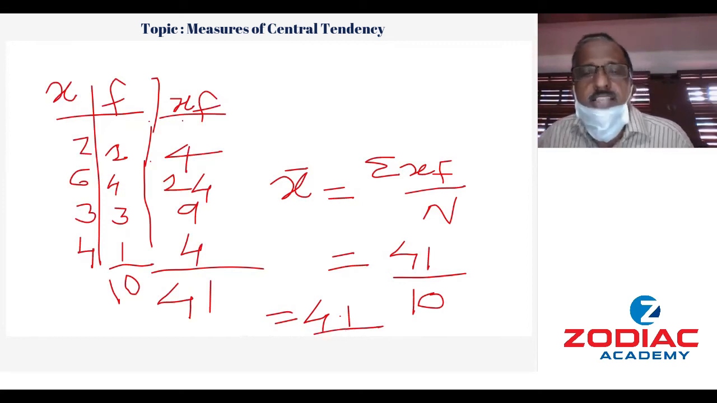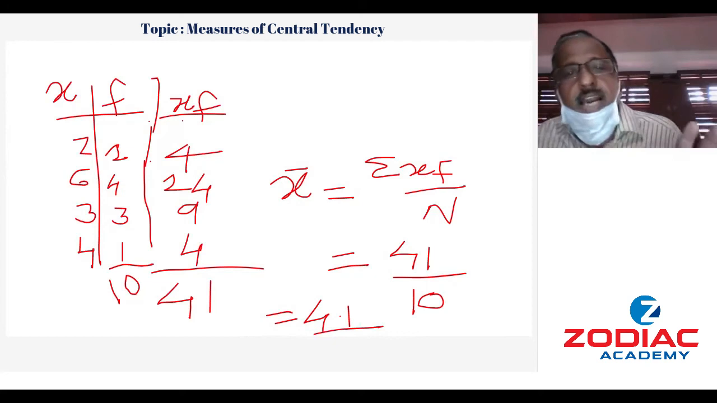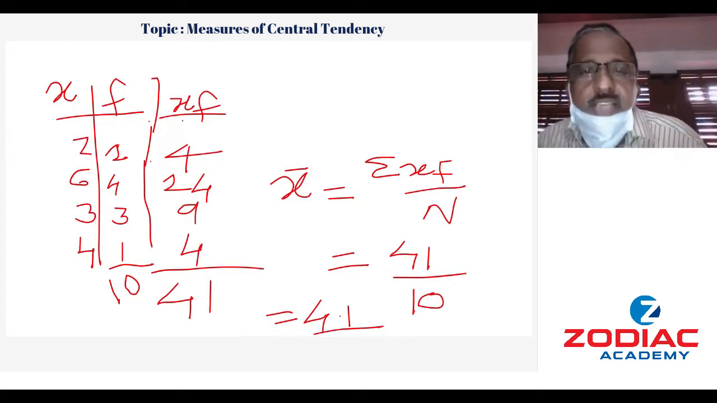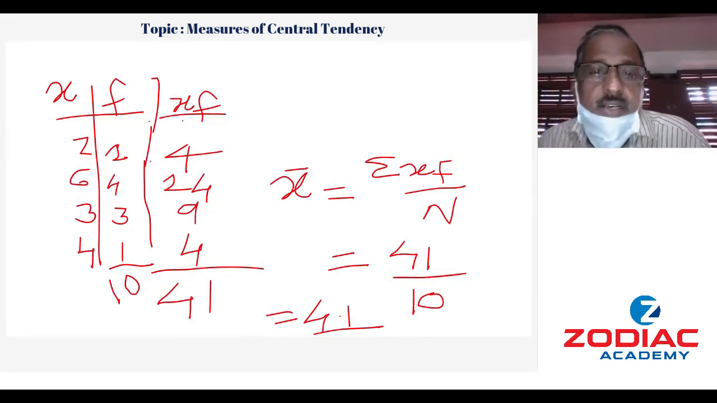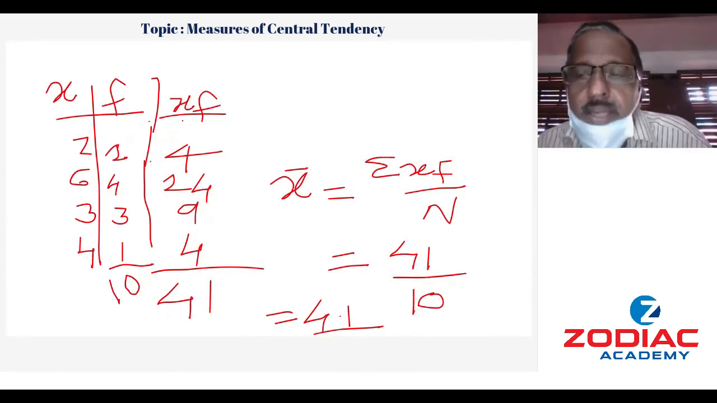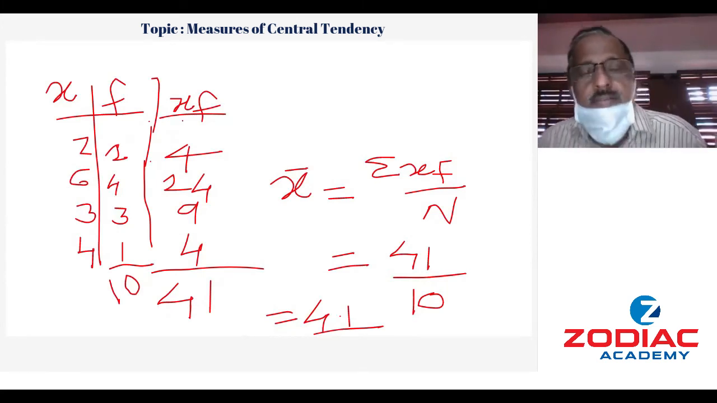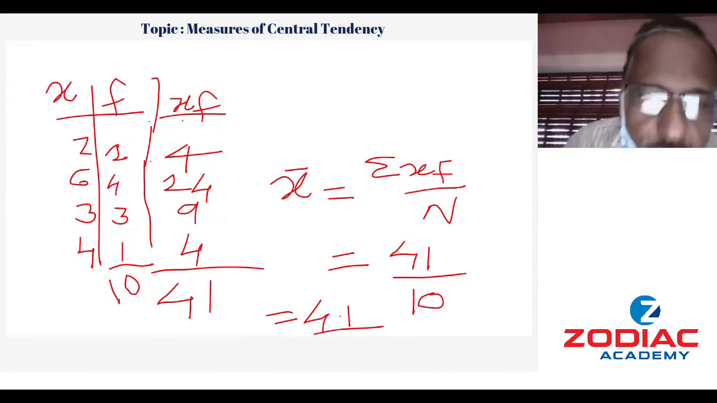This is the second case of arithmetic mean. X values and the corresponding frequencies are given. So in this case, you have to find the products of x and f. You can create a new column, x into f, and take its total, that is sigma xf. The formula is x bar is equal to sigma xf divided by capital N, that is 41 divided by capital N, the sum of the frequencies, that is 10. So 41 divided by 10, 4.1 is the answer. This is the second case of arithmetic mean.